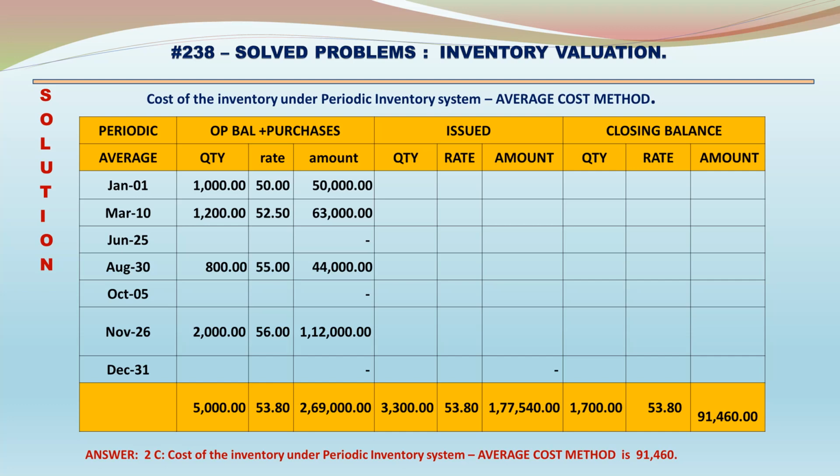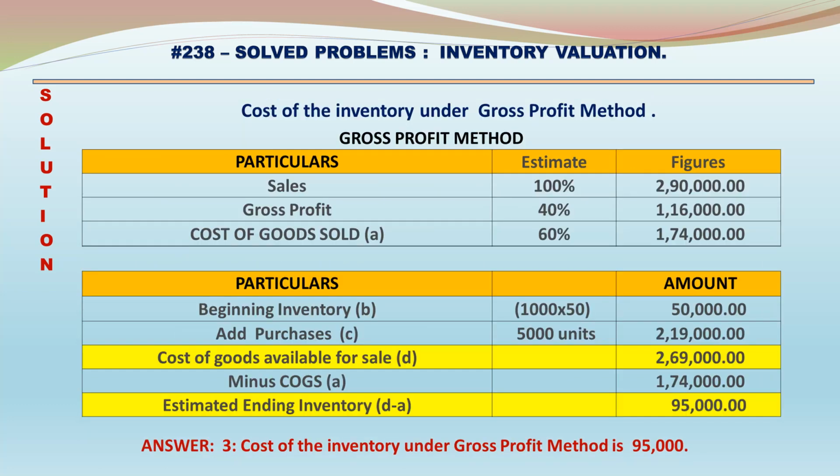Total 5,000 units were bought for an amount of 269,000. The average cost is 53.80 per unit. There is a sale of 3,300 units at the average cost 53.80, amounting to 177,540. Now the closing balance is 5,000 units minus 3,300, 1,700 units at the average cost 53.80 comes to 91,460. Answer 2C. Cost of the inventory under periodic inventory system average cost method is 91,460.